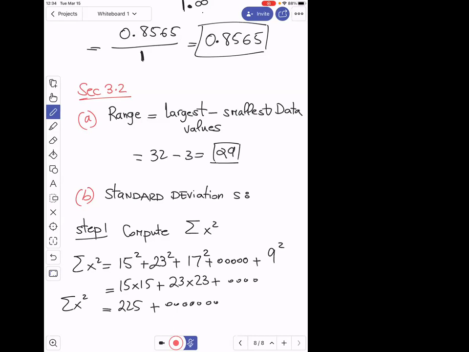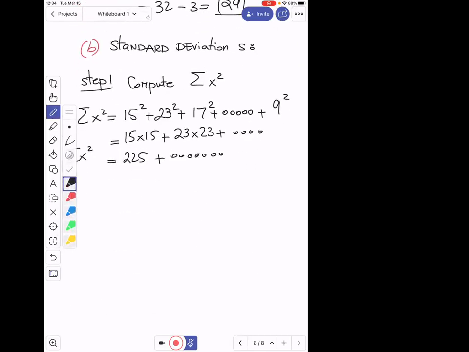So that will be your sum of the x squared. That's what we mean by the sum of the x squared. Now, step 2. You need the sum of the x's. So step 2, we need to compute the sum of the x's.